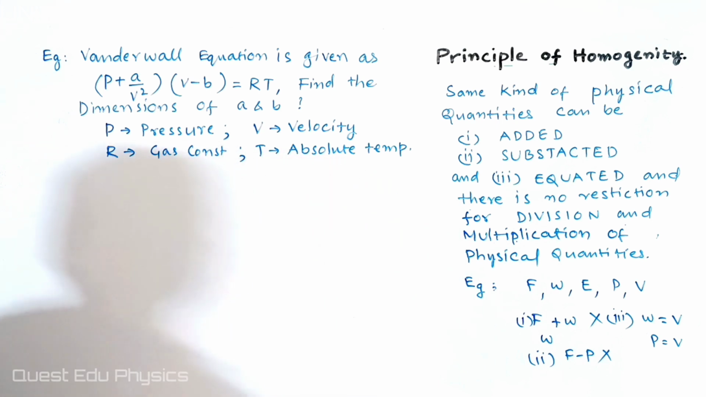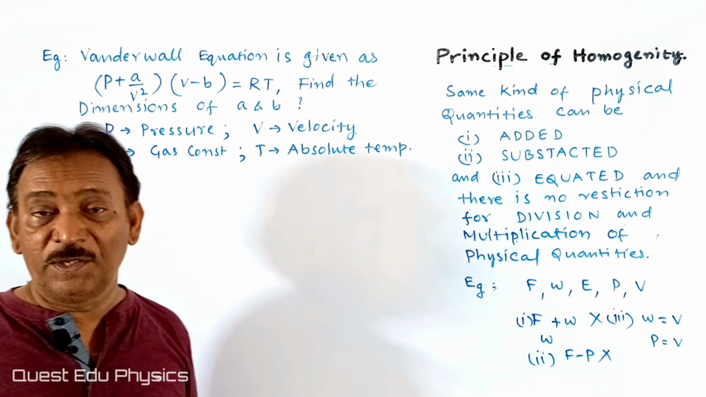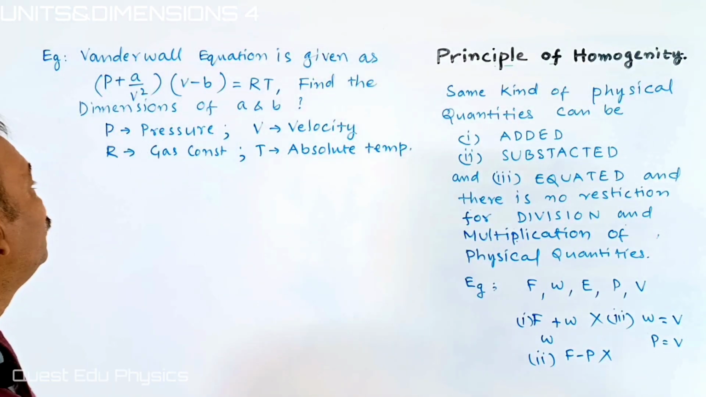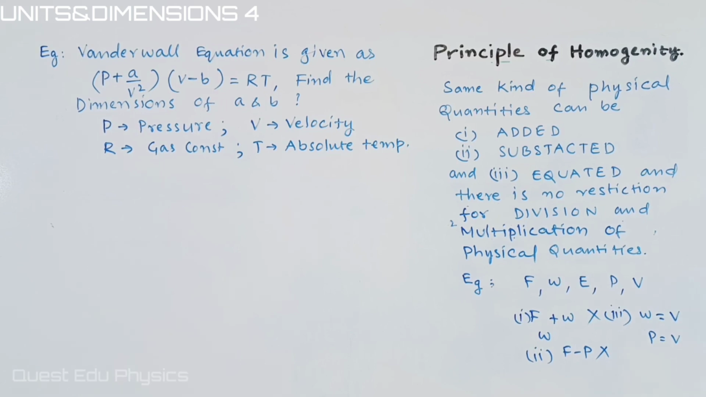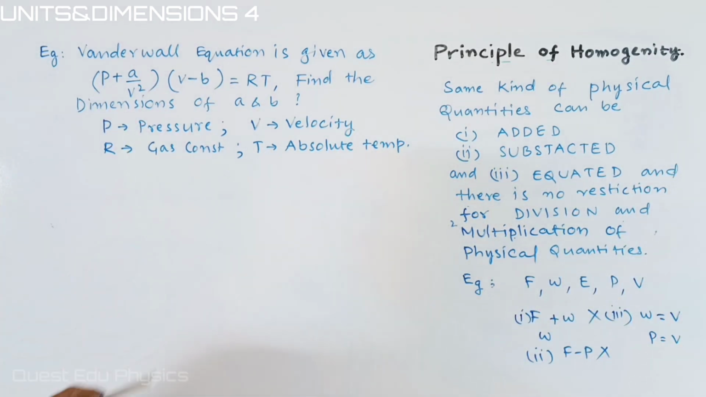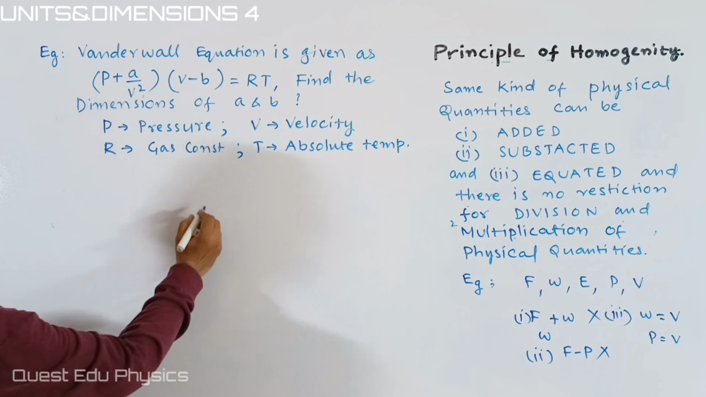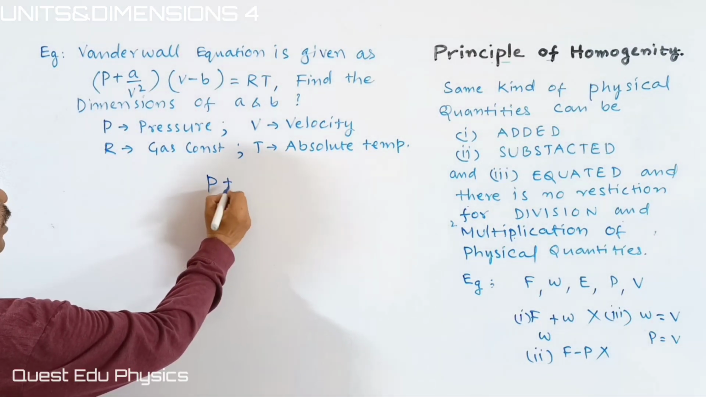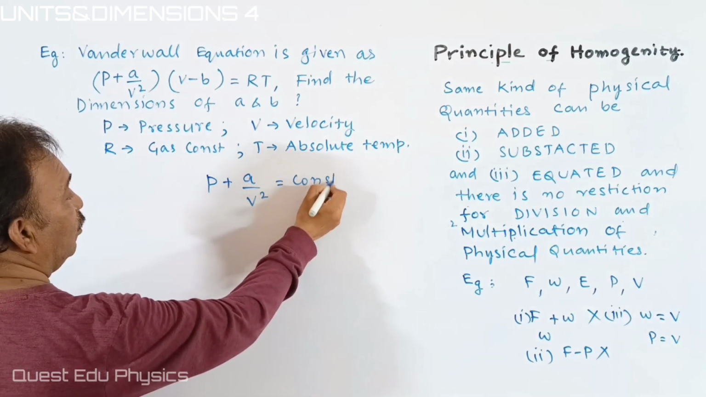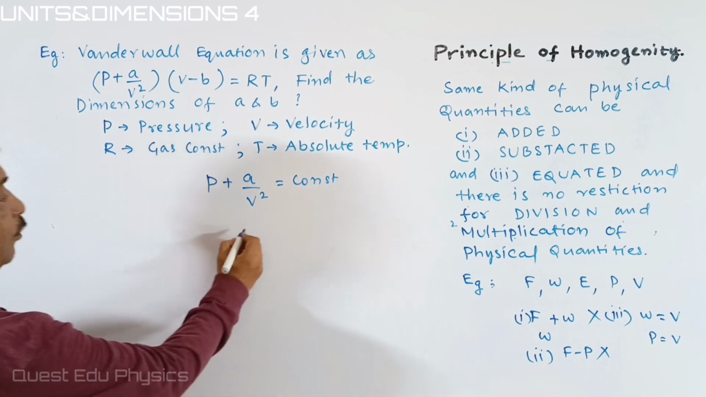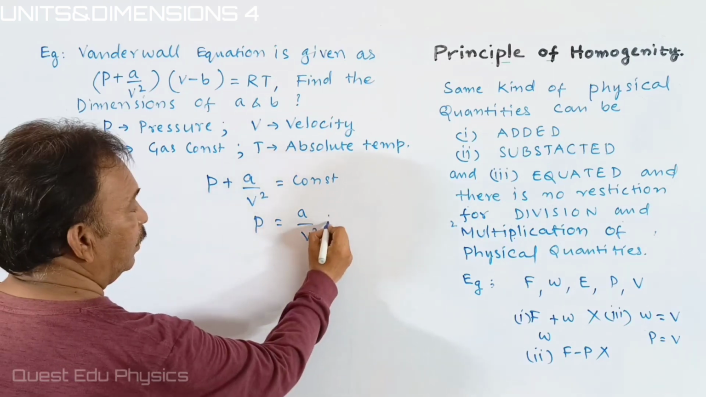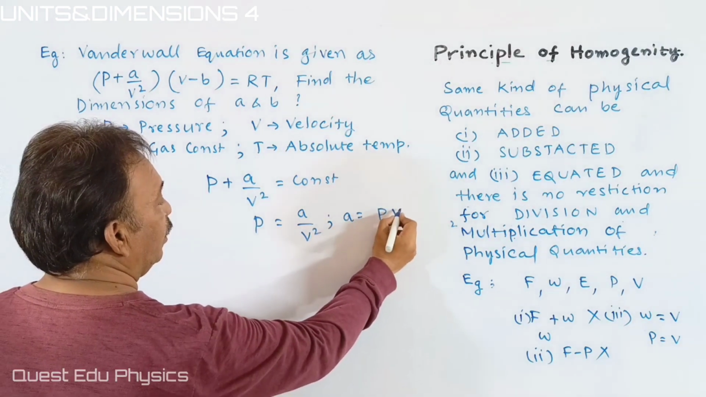Okay, students, I told you only the same kind of physical quantities can be added, subtracted or equated. Let's do this problem. First, we take this part: pressure plus A by V squared is equal to a constant. By the principle of homogeneity, pressure is equal to A by V squared, which can be rewritten as A is equal to PV squared.